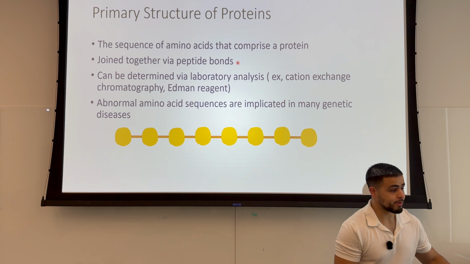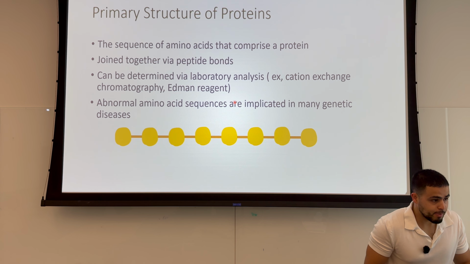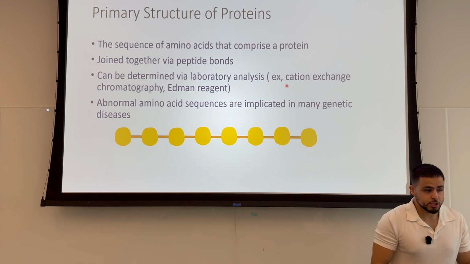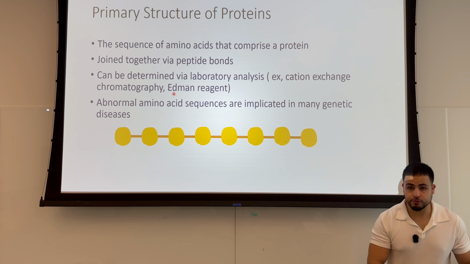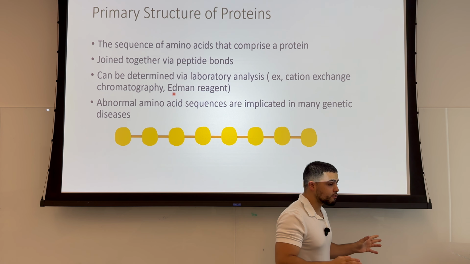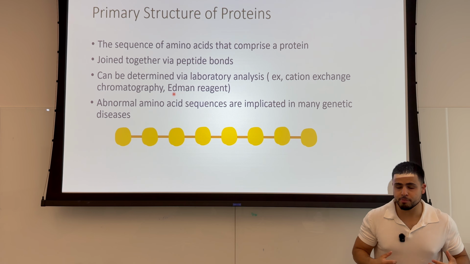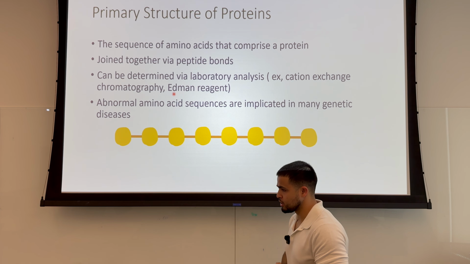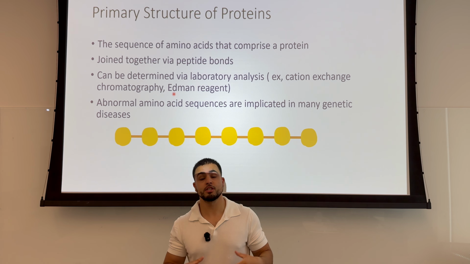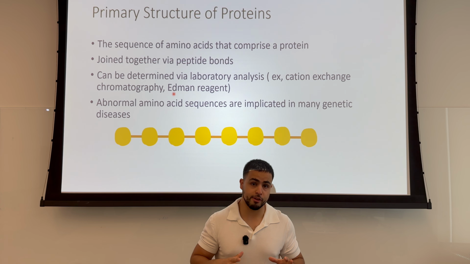Now, you can analyze the sequence of these polypeptides using lab techniques such as cation exchange chromatography and Edman's reagent, as we'll see in upcoming slides. And then finally, abnormal amino acid sequences are implicated in many genetic diseases. So one that comes to mind is sickle cell disease. And indeed, sickle cell disease does show up quite frequently on the MCAT.